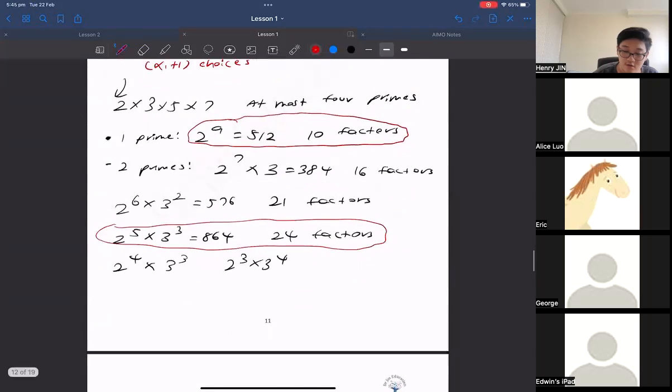Okay, now let's look at 3 primes. So we have 2 to the something times 3 to the something times 5 to the something.